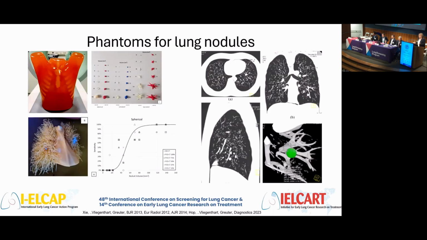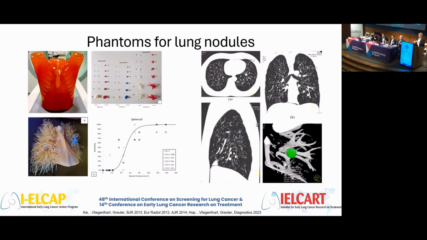In our institution, we have a head physicist, Dr. Marcel Greuter, who is very keen on the chest CT phantoms. So in the past years, we have scanned a lot of different phantoms. This is a well-known phantom for lung nodules, the Lungman, which is basically a humanoid phantom that includes an insert for the heart and pulmonary vessels.